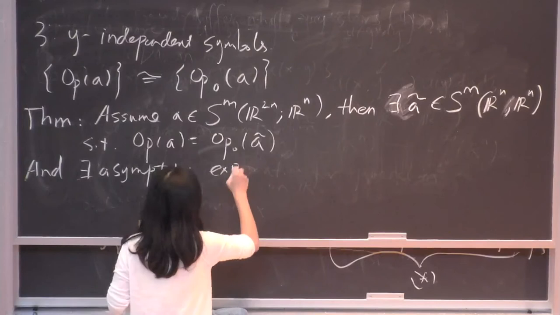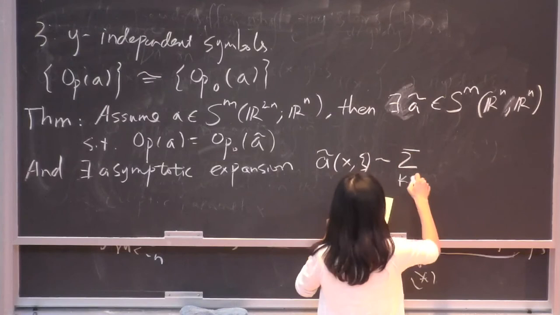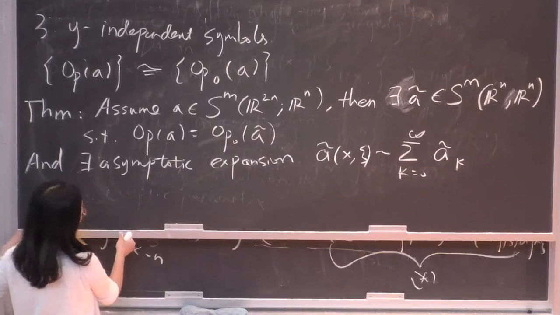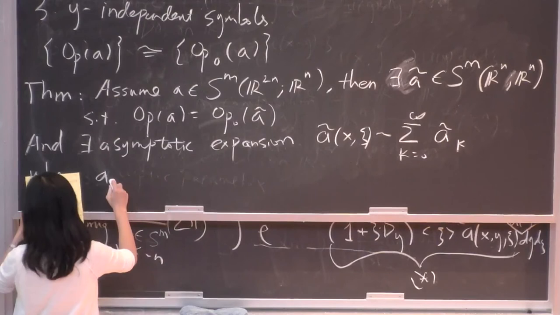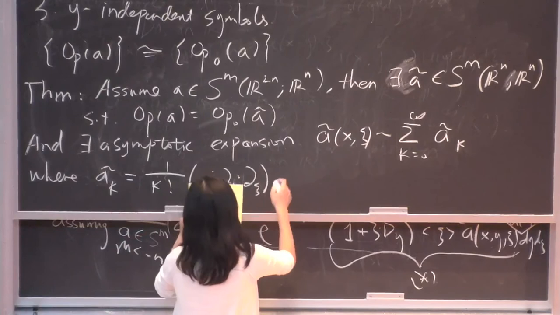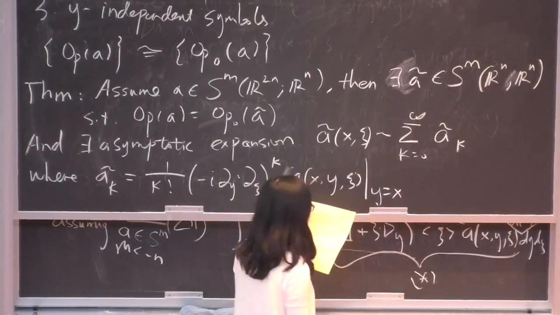Asymptotic expansion such that this A tilde(x, psi) can be written as the sum of k from 0 to infinity of A tilde_k. I'll explain in a moment what this tilde means. It's not an equal sign. And all the A tilde_k have an explicit formula, where A tilde_k is equal to 1 over k factorial of (minus i dy dot d psi) to the k applied to A(x, y, psi). And not only that, I should restrict it to the diagonal where y is equal to x. Okay, so that's the statement of the theorem.